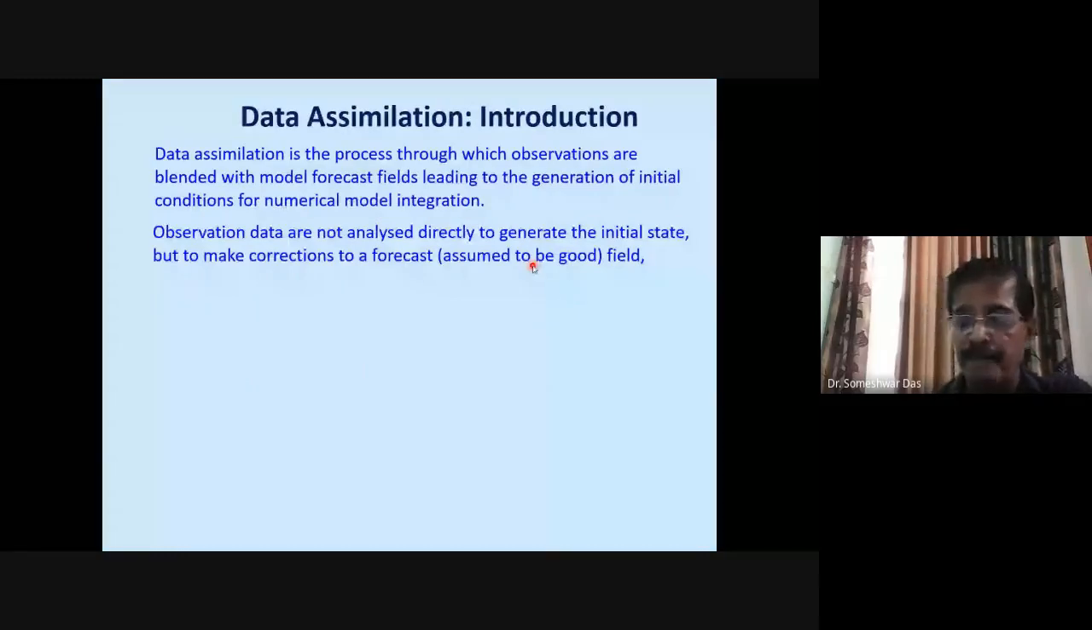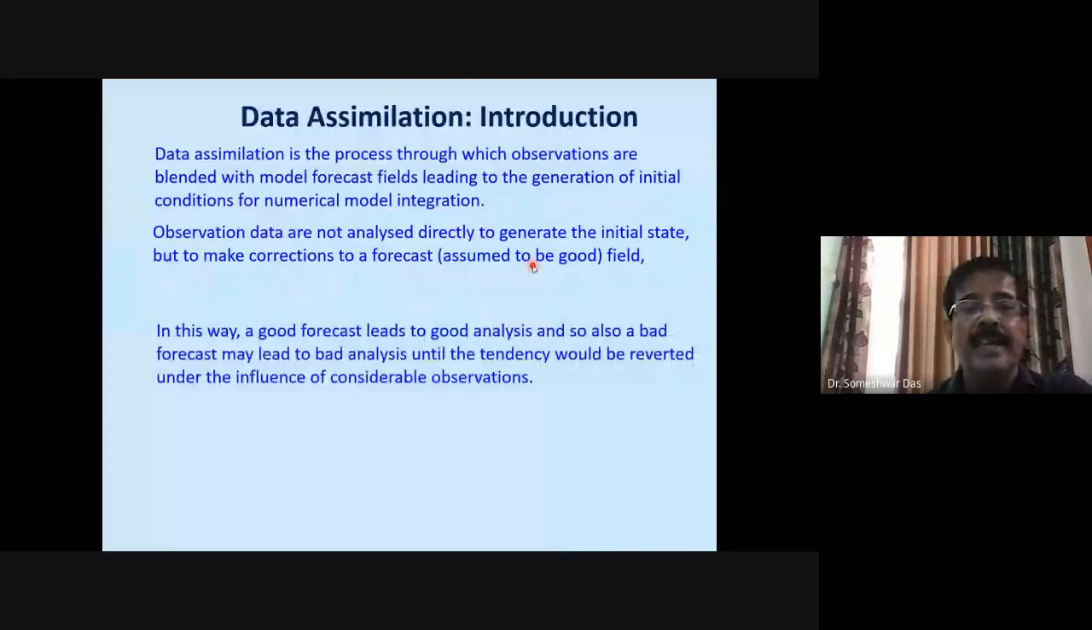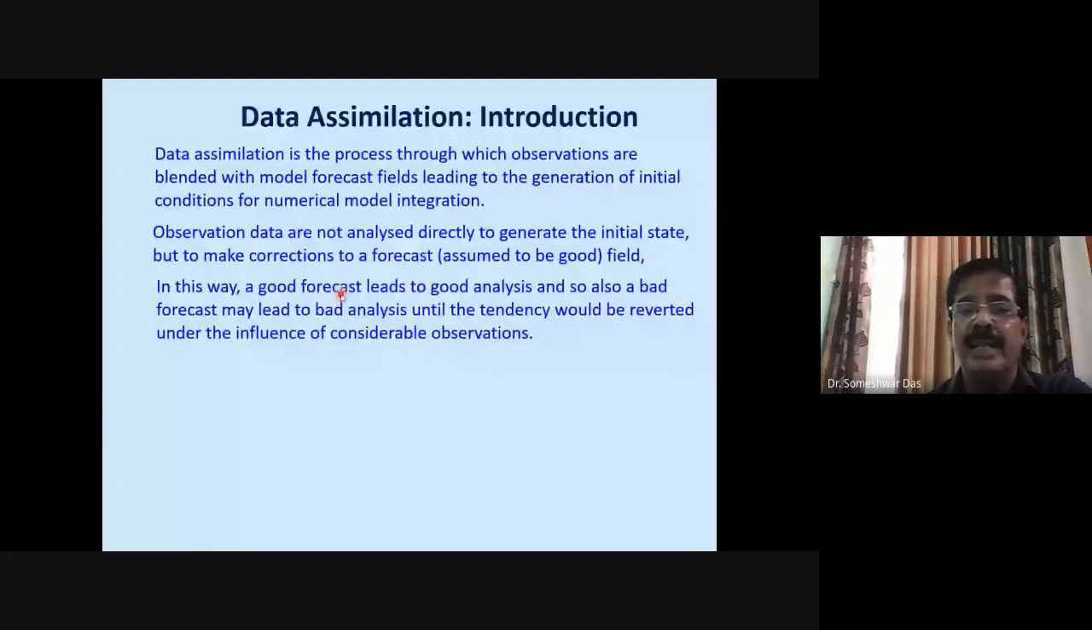Minimize the error. In this way, a good forecast leads to a good analysis, and also a bad forecast may lead to a bad analysis until the tendency is reverted under the influence of considerable observations, right? Suppose your model is not good and your 6-hour forecast is not correct. Because the two things go together in data assimilation, the model forecast as well as the observations, if your forecast is not good, then your analysis will not be good.